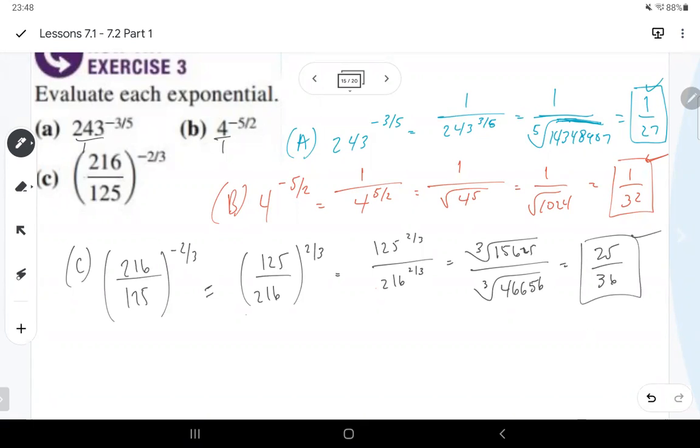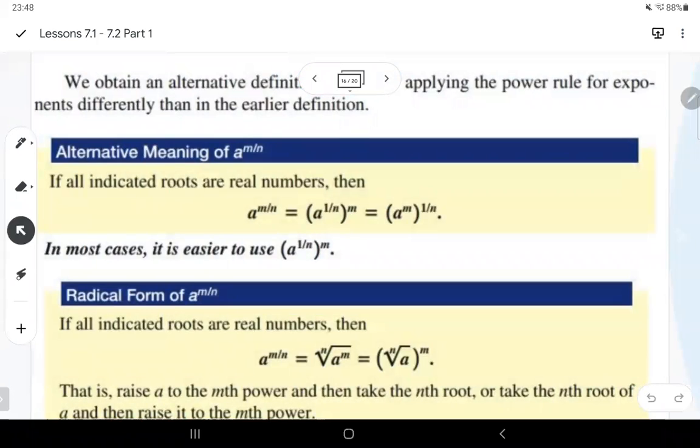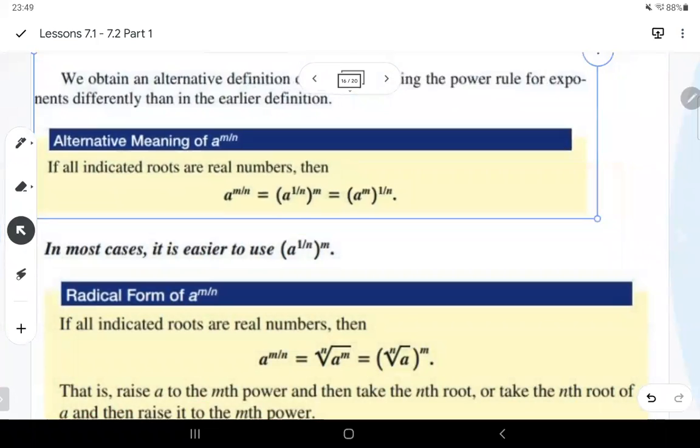Excellent. All right. 7.2 is pretty long. So I have it split up a little bit.